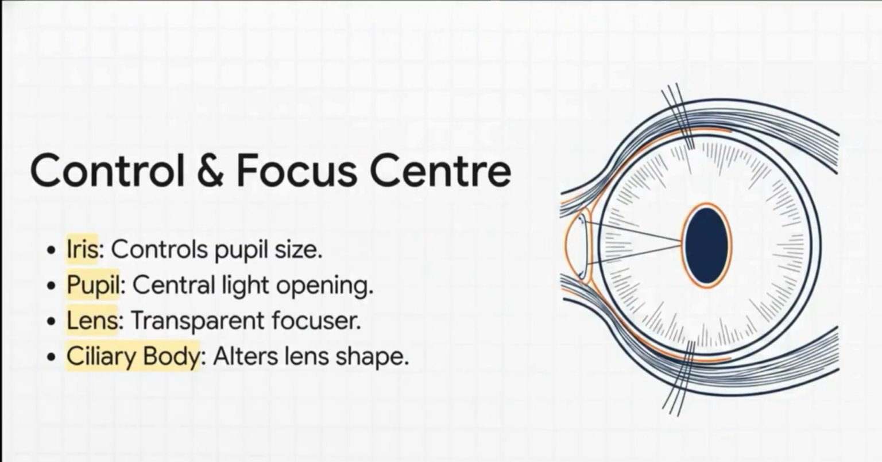Moving a bit deeper, the light travels through the pupil. And here's the fun fact. The pupil isn't actually a physical structure. It's literally just a hole. It's a central opening controlled by the colored part of your eye, the iris. The iris has two specific types of muscles that constantly adjust that pupil's size to control exactly how much light gets in. Once it's through the pupil, light hits the lens.